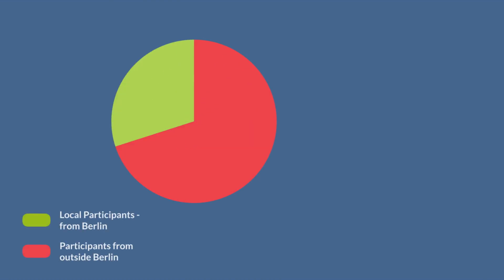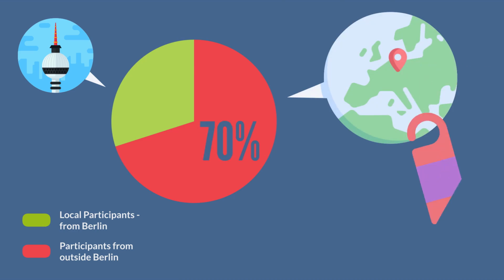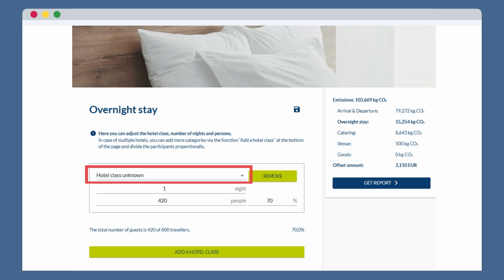Initially, it's assumed that local attendees wouldn't need hotel bookings, and the pre-filled data suggests that the other 70% of attendees stayed one night in hotels. The hotel class is initially unspecified. However, we have the details.